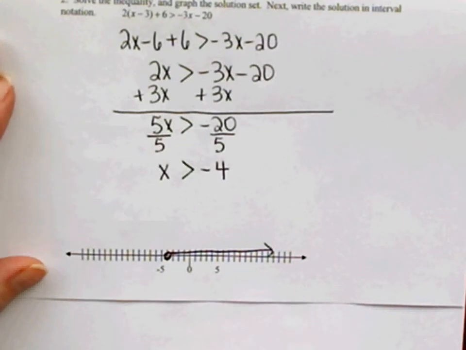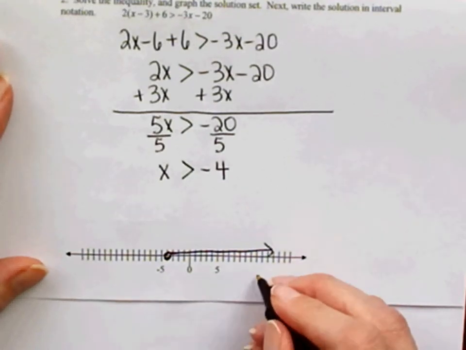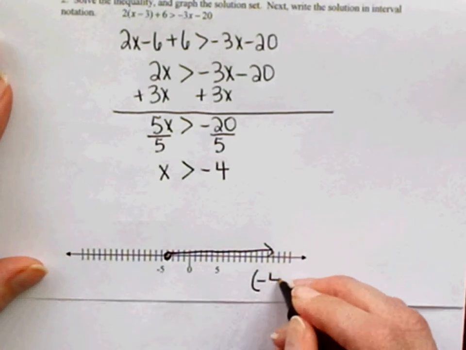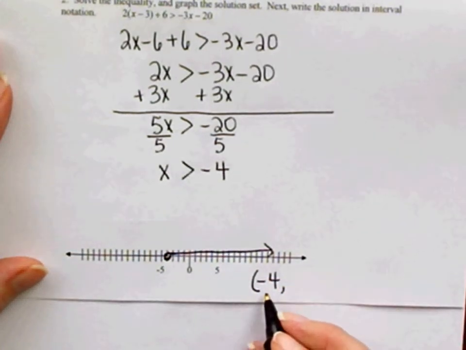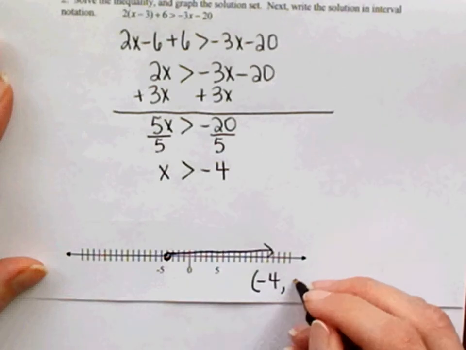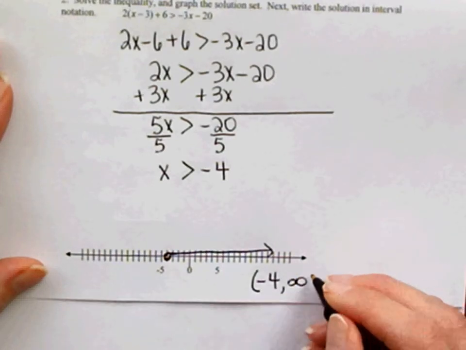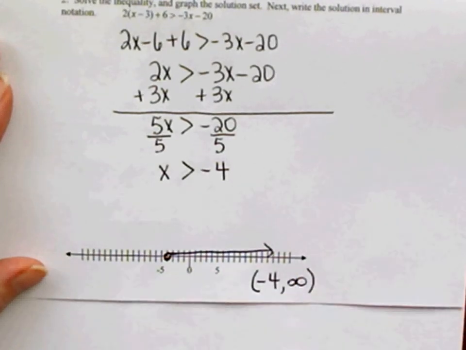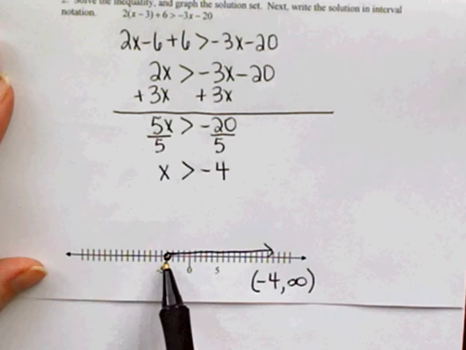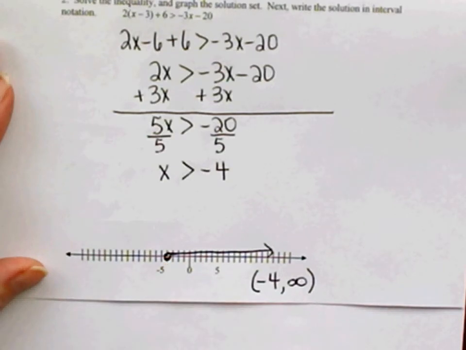We're going to write that in interval notation. So it's going to be parentheses, a negative 4, because we're not including the negative 4, comma, infinity. And with infinity, you always use parentheses. So that's what the solution set would look like in interval notation. Once again, hopefully you can tell that's an open circle. We're not including it. And we're going to the right from that open circle.